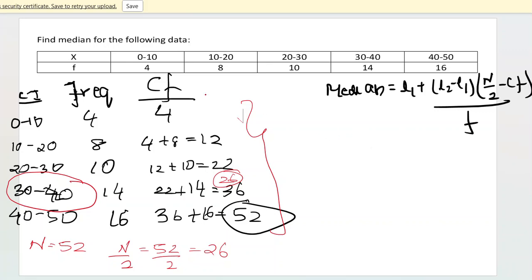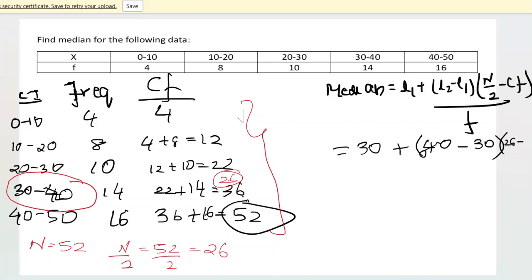Now, the median formula will become L1 plus L2 minus L1. L1 is the lower number. For 30 to 40, the lower number is 30. L1 is always the lower number of this interval. L2 is 40, so 40 minus 30. Now, n by 2 we have found as 26.